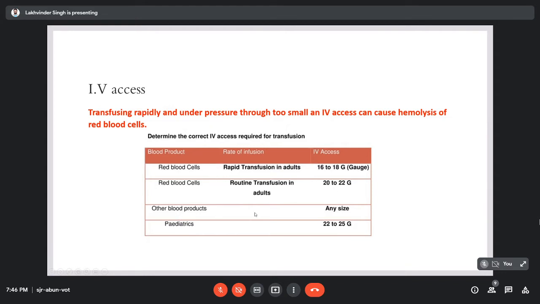For other blood products, because there are no red cells, any size will work. For pediatric, 24 gauge cannulas are available. Those can be used, but we have to ensure that transfusion is not rapid and not under pressure. Because with high pressure, if you try to transfuse through a small IV access, it can cause hemolysis, because red cell size is 7 to 8 micrometers. So if the bore of the IV is less than that, the red cell may get lysed and the patient may have some adverse reaction.